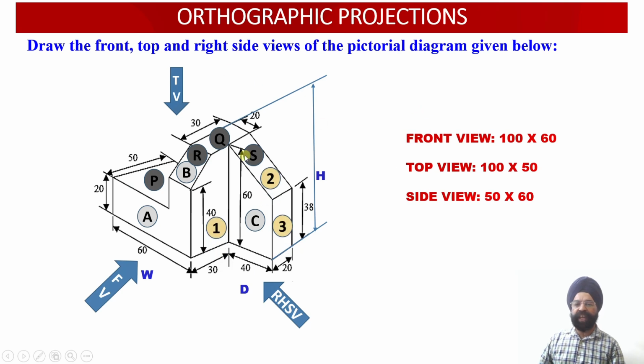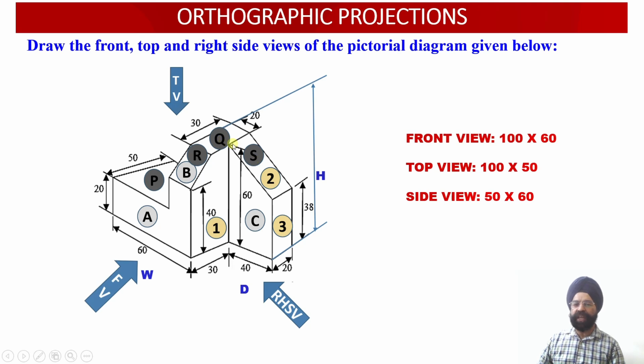Now once we are looking at the solid from the right hand side, three surfaces will be available. Surface number 1, it is this surface, and since this is parallel to the profile plane, the true shape of surface 1 will be observed onto the profile plane.